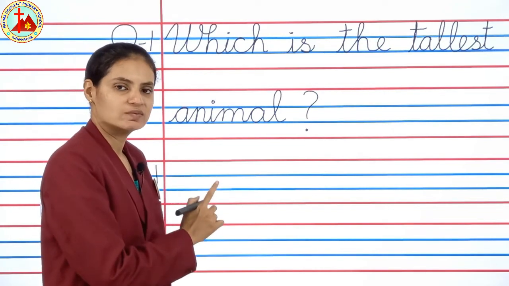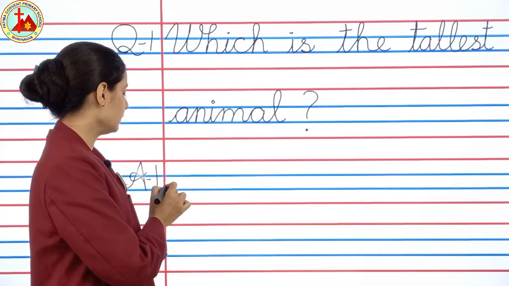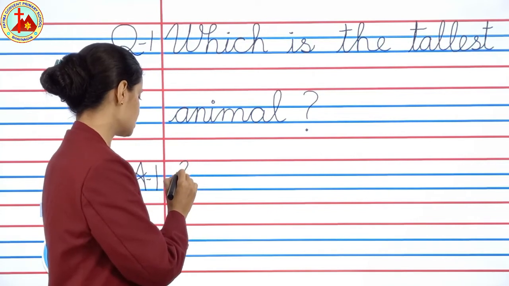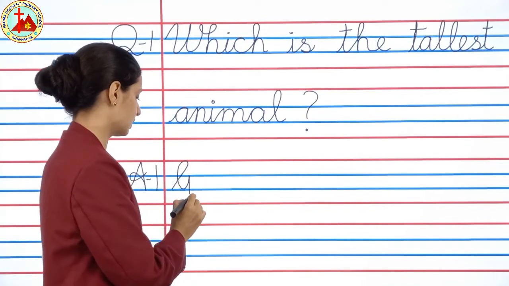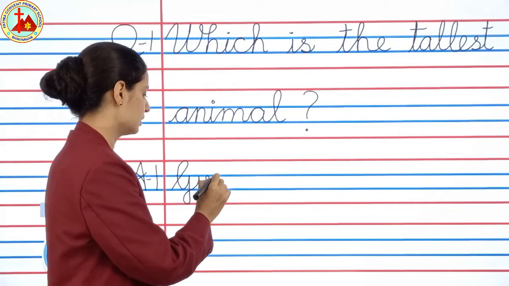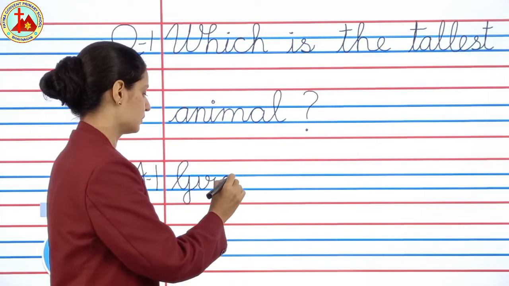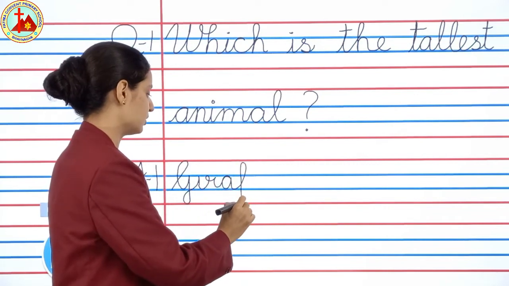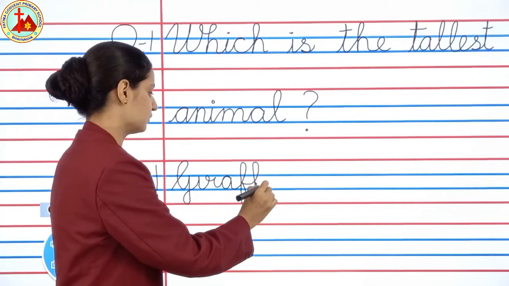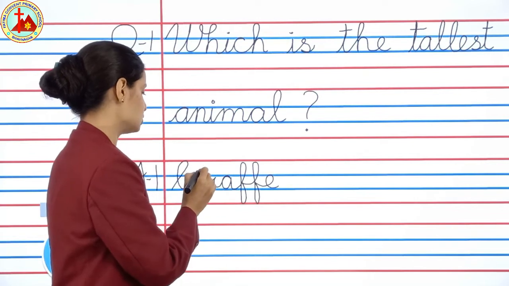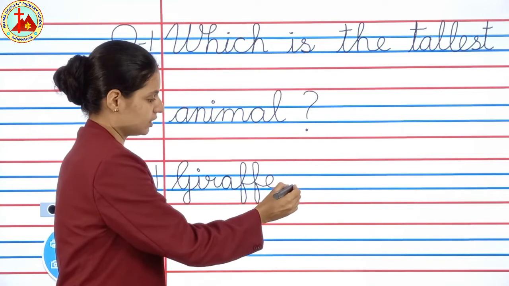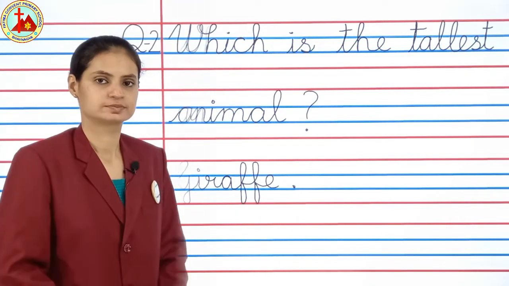Here we have to write one word answer. Now start writing near to this red line. Let's write. First letter should be cursive capital always in the answer. Cursive capital G-I-R-A, double F. Double F means 2 times you have to write F. Double F, E, giraffe. Answer is over. So, at the end we have to put full stop, means small dot, giraffe.